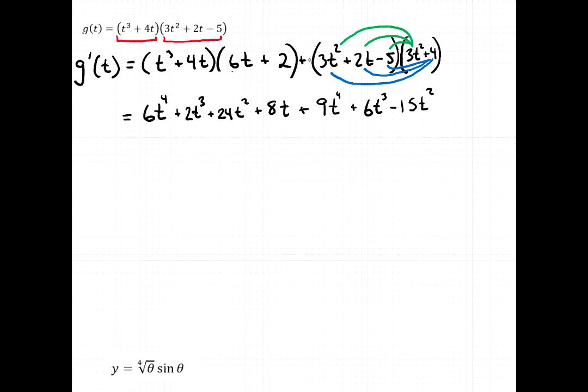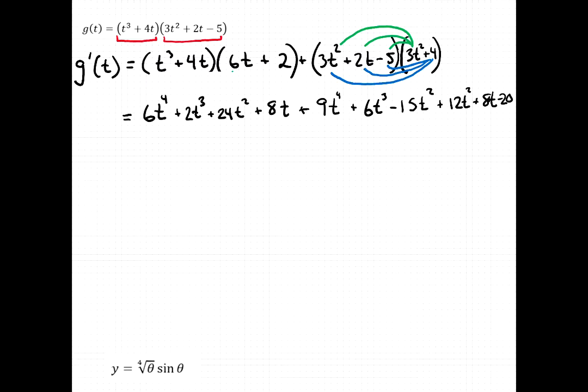All right, and then multiply through the 4. 4 times each of these terms. So 4 times 3t squared. That should be 12t squared. 4 times 2t is an 8t. And we have just enough room for the minus 20. Or negative 5 times 4.